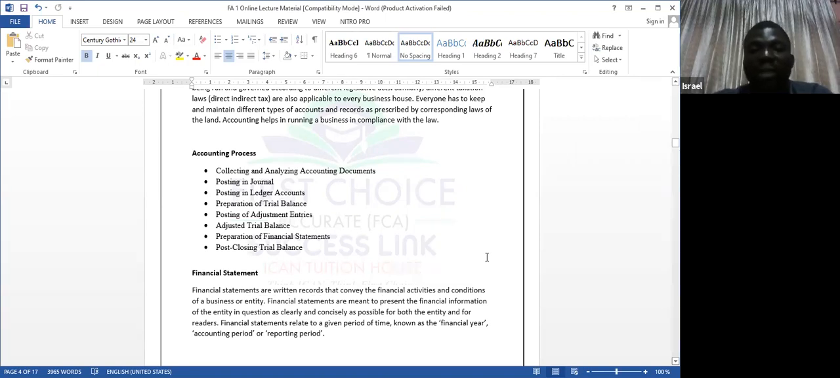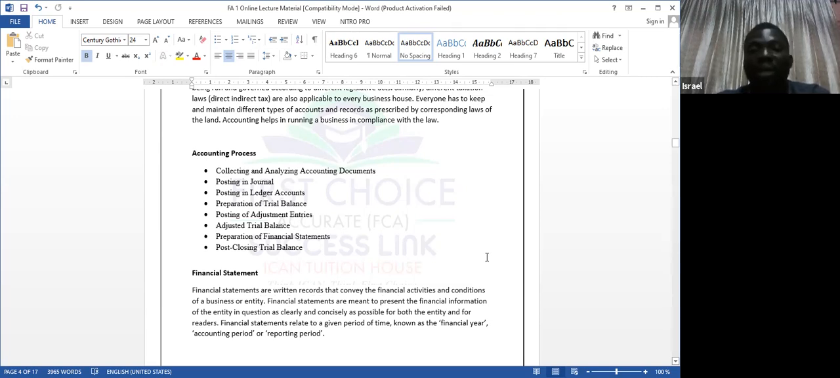It's a record, a document that shows the totality of the financial transactions that occur for a particular period of time. Now, financial statement is related to a given period of time. It's not an open-ended period.